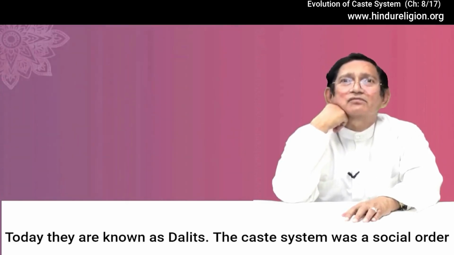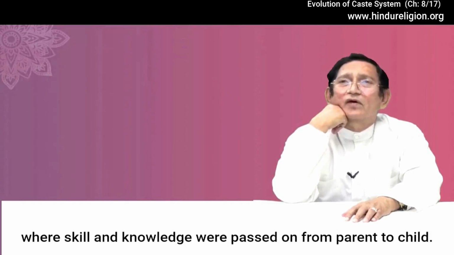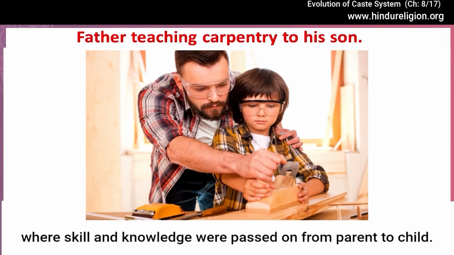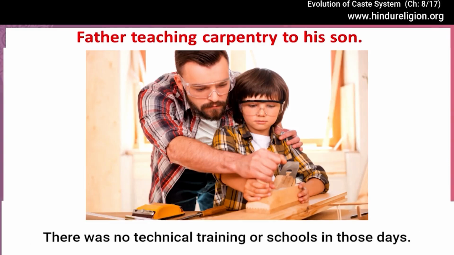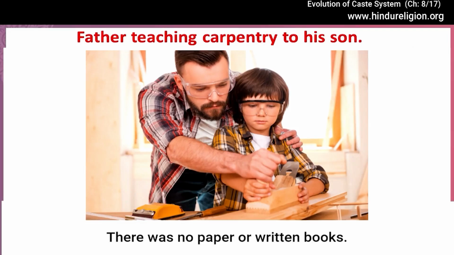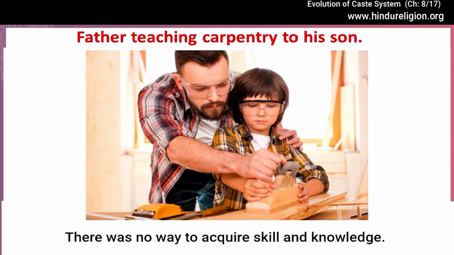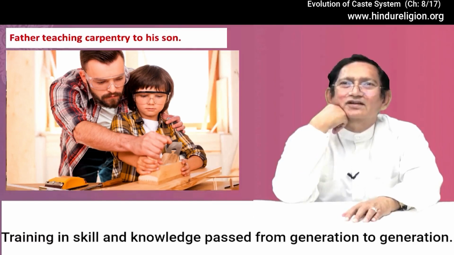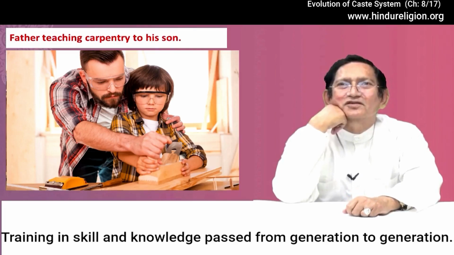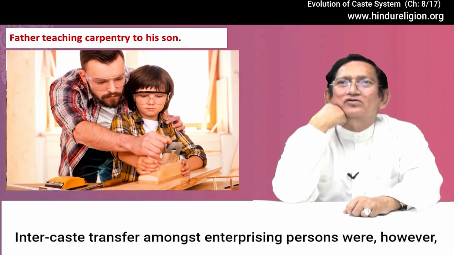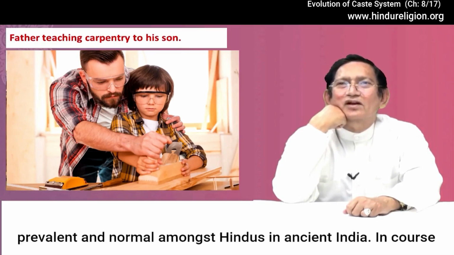The caste system was a social order where skill and knowledge were passed on from parents to child. There was no technical training or schools in those days. There was no paper or written books. There was no way to acquire skill and knowledge. Training in skill and knowledge passed from generation to generation. Intercaste transfer amongst enterprising persons was, however, prevalent and normal among Hindus in ancient India.